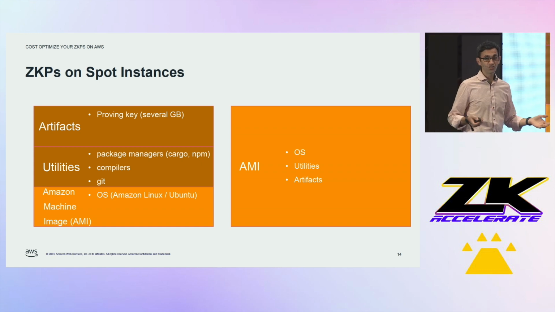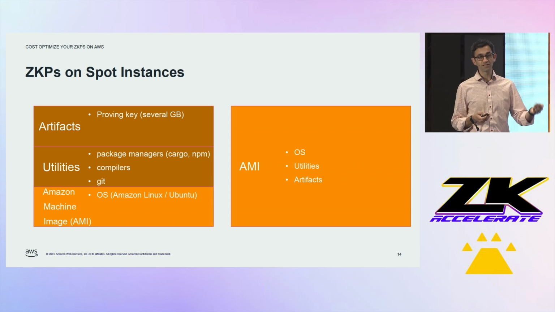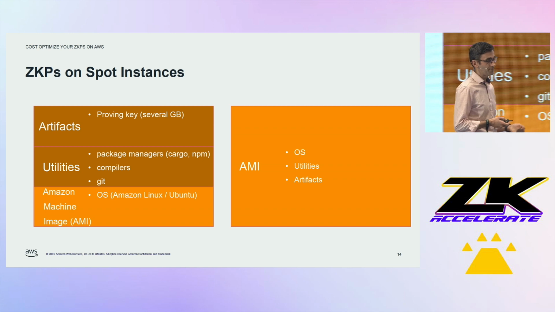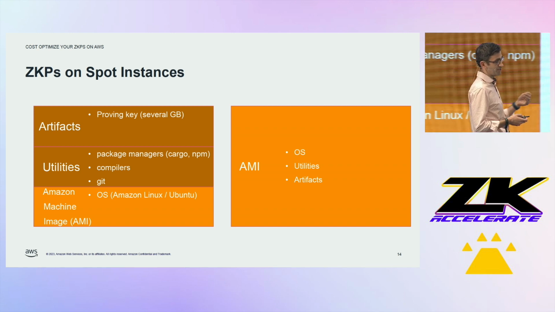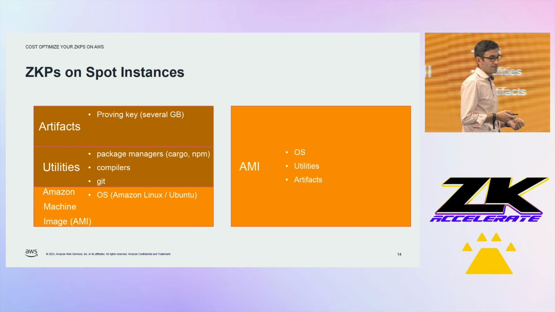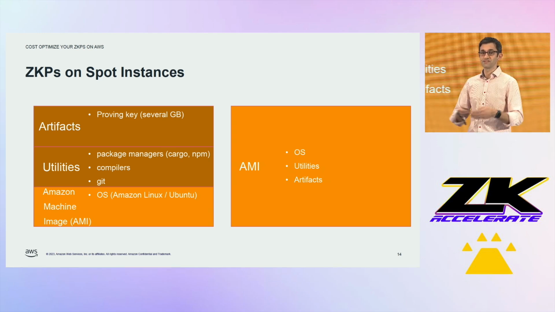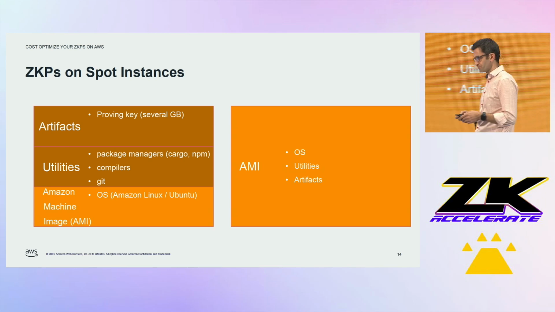But any application you're running, whether it's a web app, whether it's a ZKP, you're going to need utilities on top of that, right? You need your Git command line. You need some compilers. Maybe you need to build a compiler. Maybe you need to install a package manager. So all this stuff adds time, right? And on top of that, if you're building a SNARK and you've got a huge circuit, you're going to have a several gigabyte proving key, which you're going to have to download to your instance.